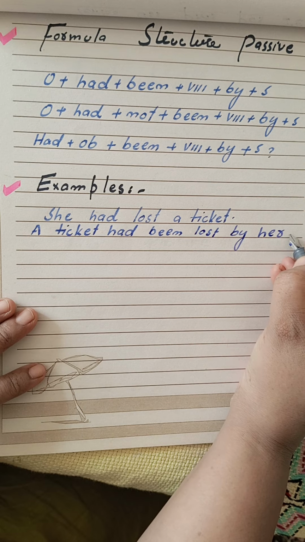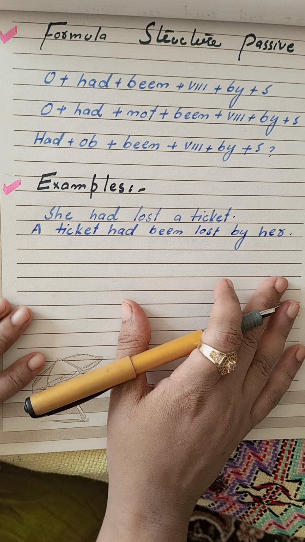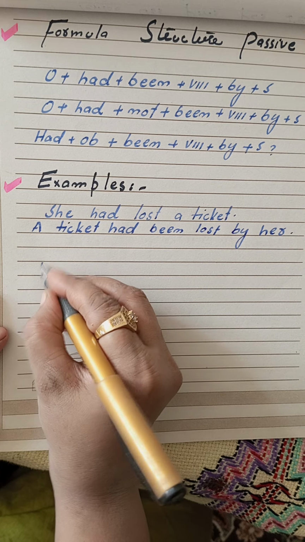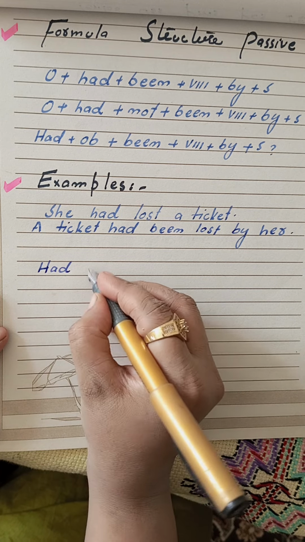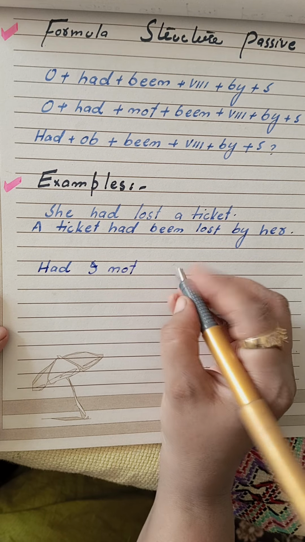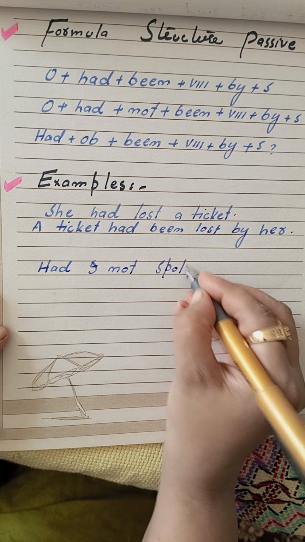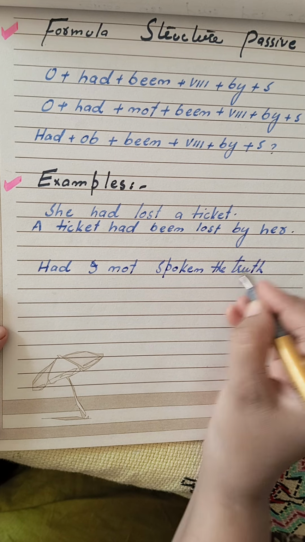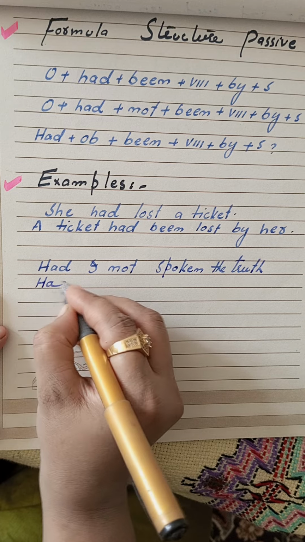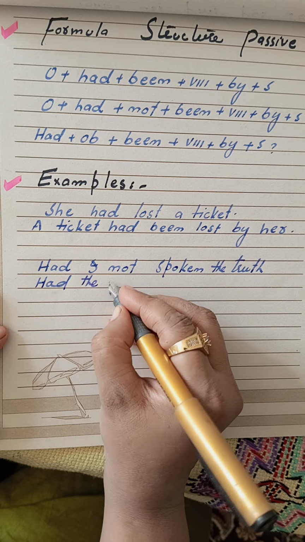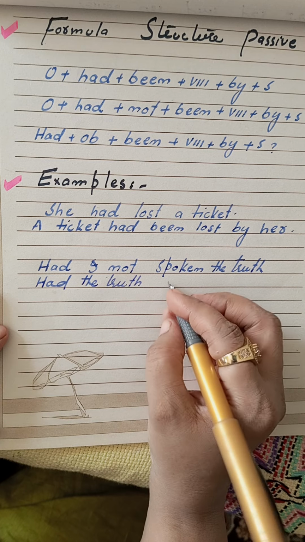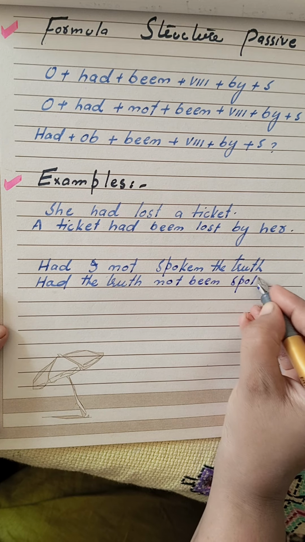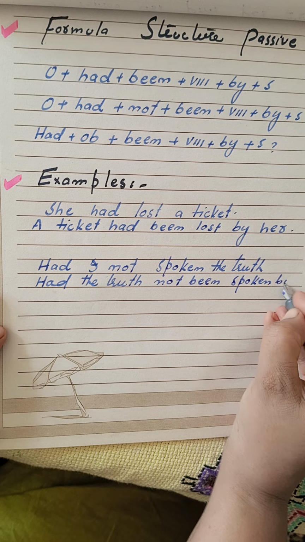Okay, subject changes into the object, object changes into the subject. It is the example. If here I am making the interrogative, for example: Had I not spoken the truth? Passive: Had the truth not been spoken by me?